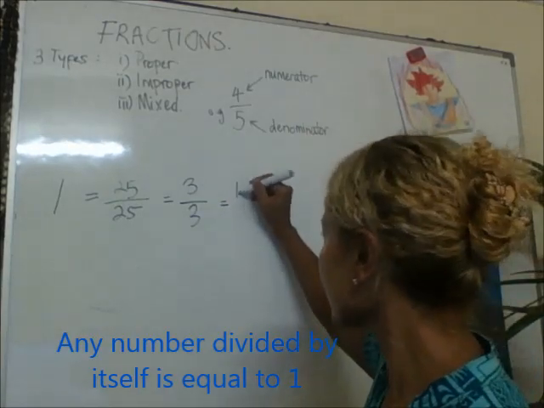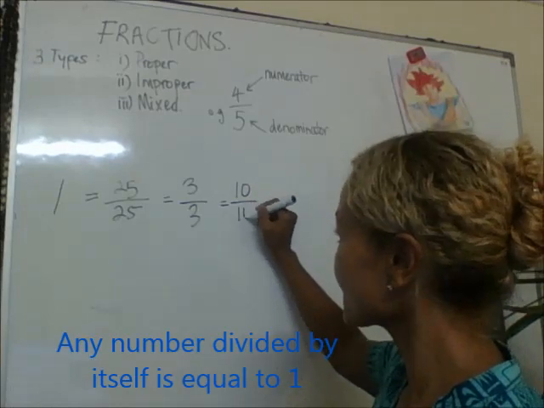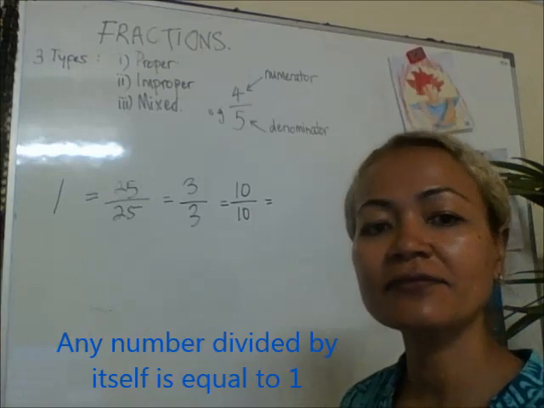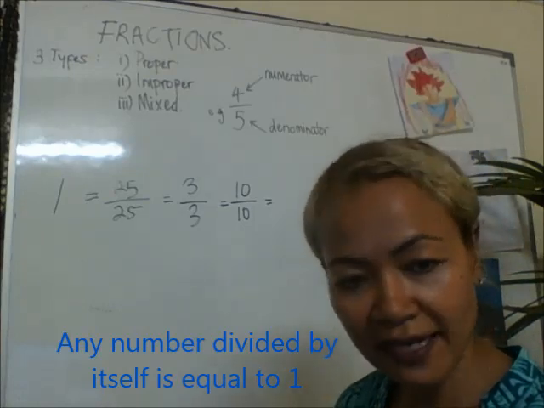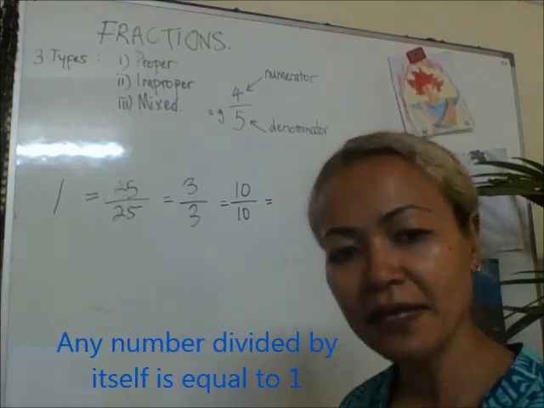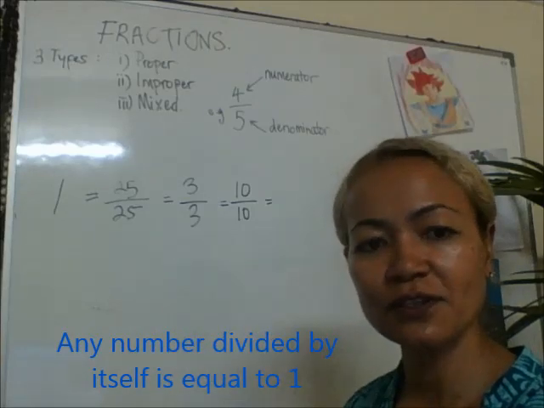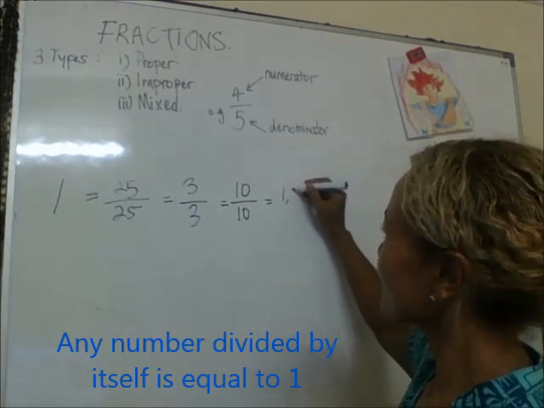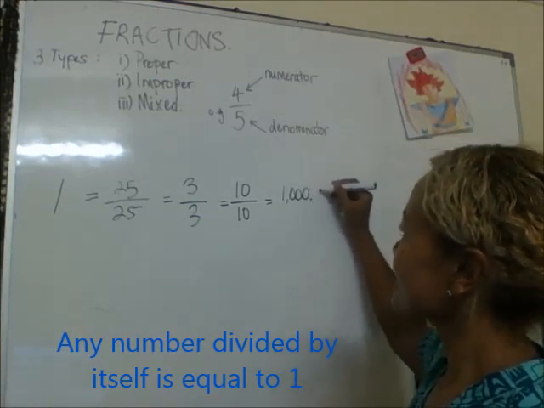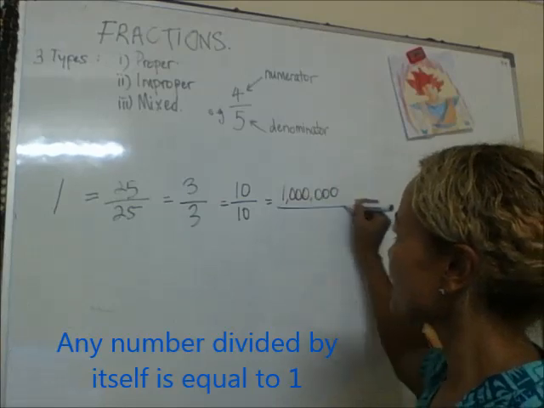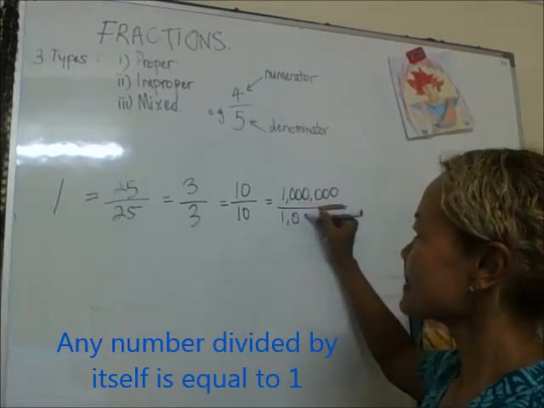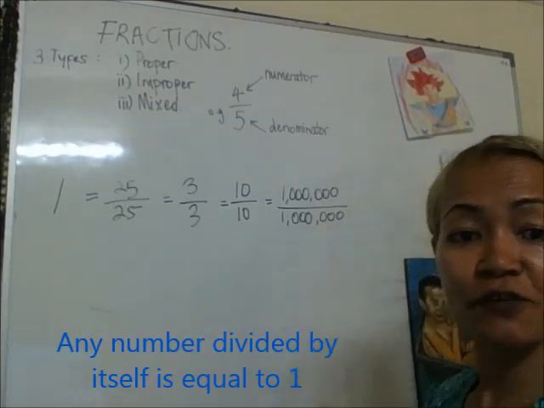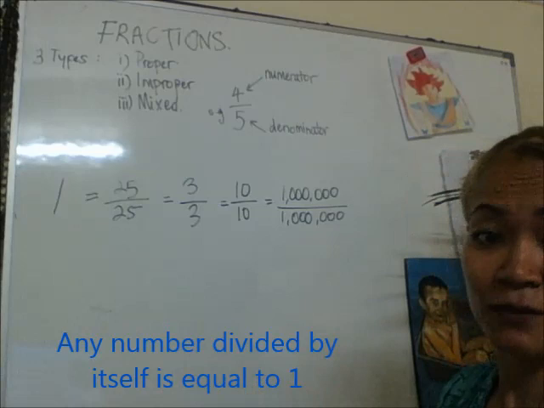Slightly bigger number, say 10 over 10. Still, any number divided by itself, it's equal to 1. So any number over the same number, so when the numerator is equal to the denominator, that's equal to 1. Let's put 1 million, 1 and 6 zeros after it, over 1 and 6 zeros after it. 1 million over 1 million. Guess what? That's still 1.